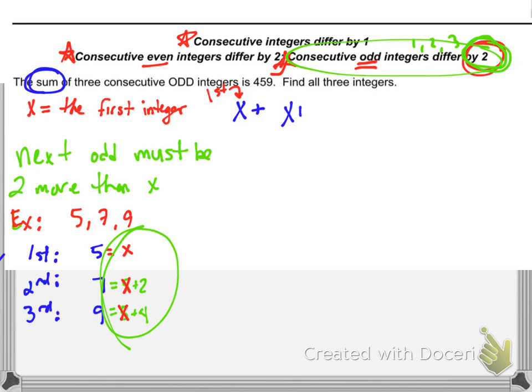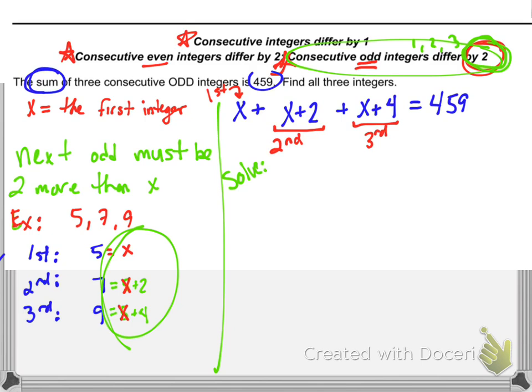So the second odd integer in the sequence is going to be the first one plus 2 more. The third number in the sequence is going to be the first one plus 4 more. And those have to add up to 459. All right, and now we just do the simple algebra to solve it.